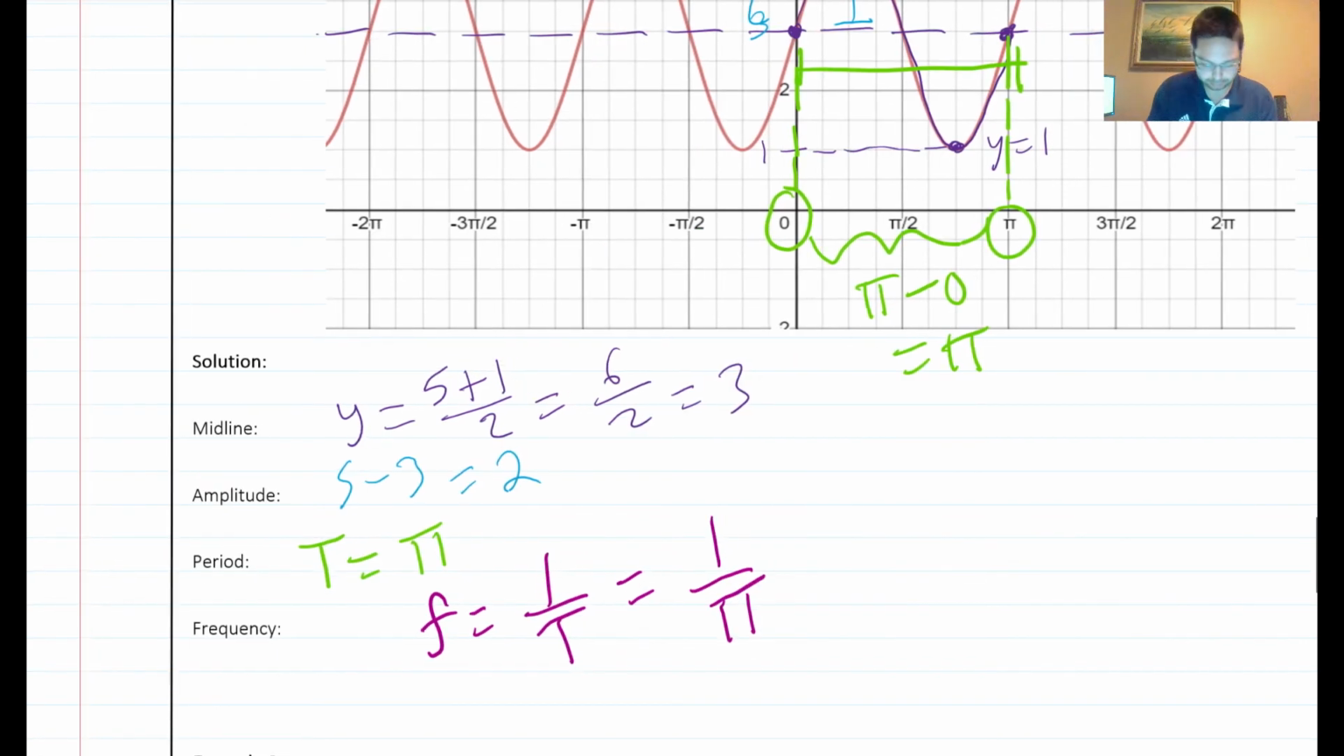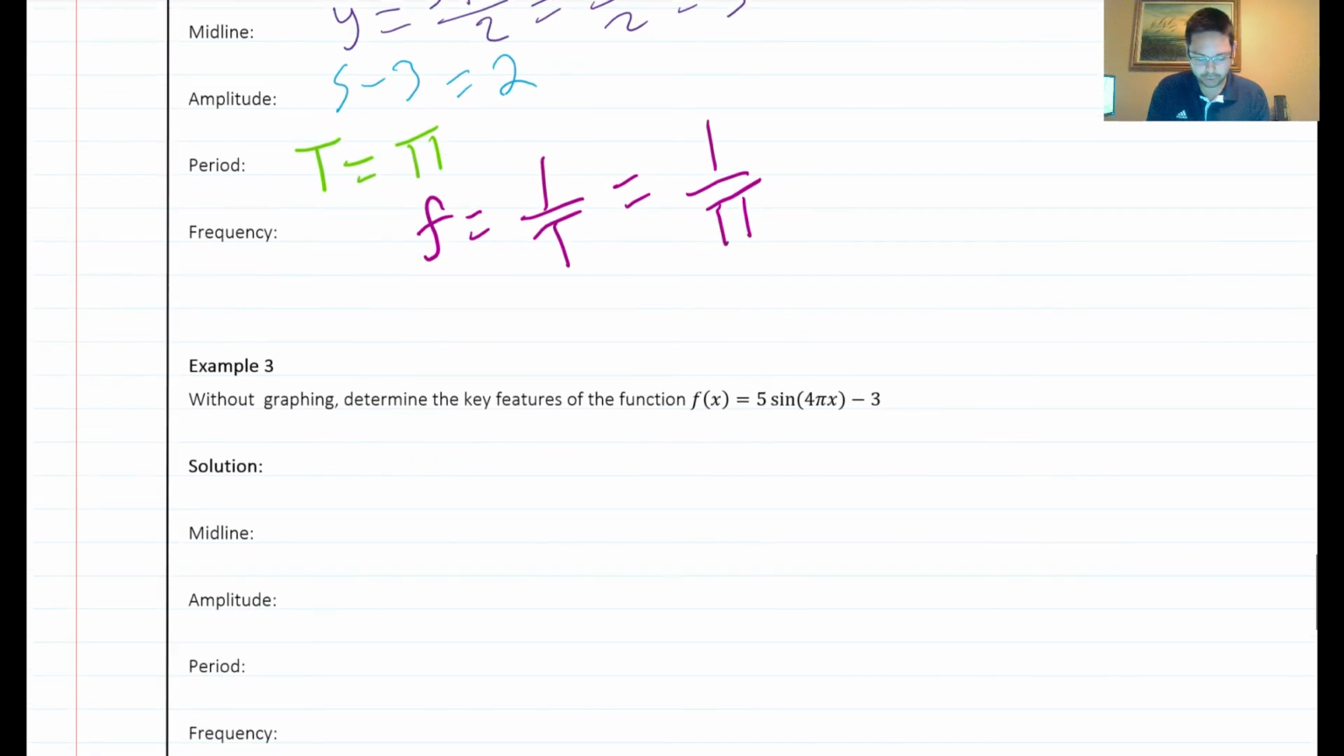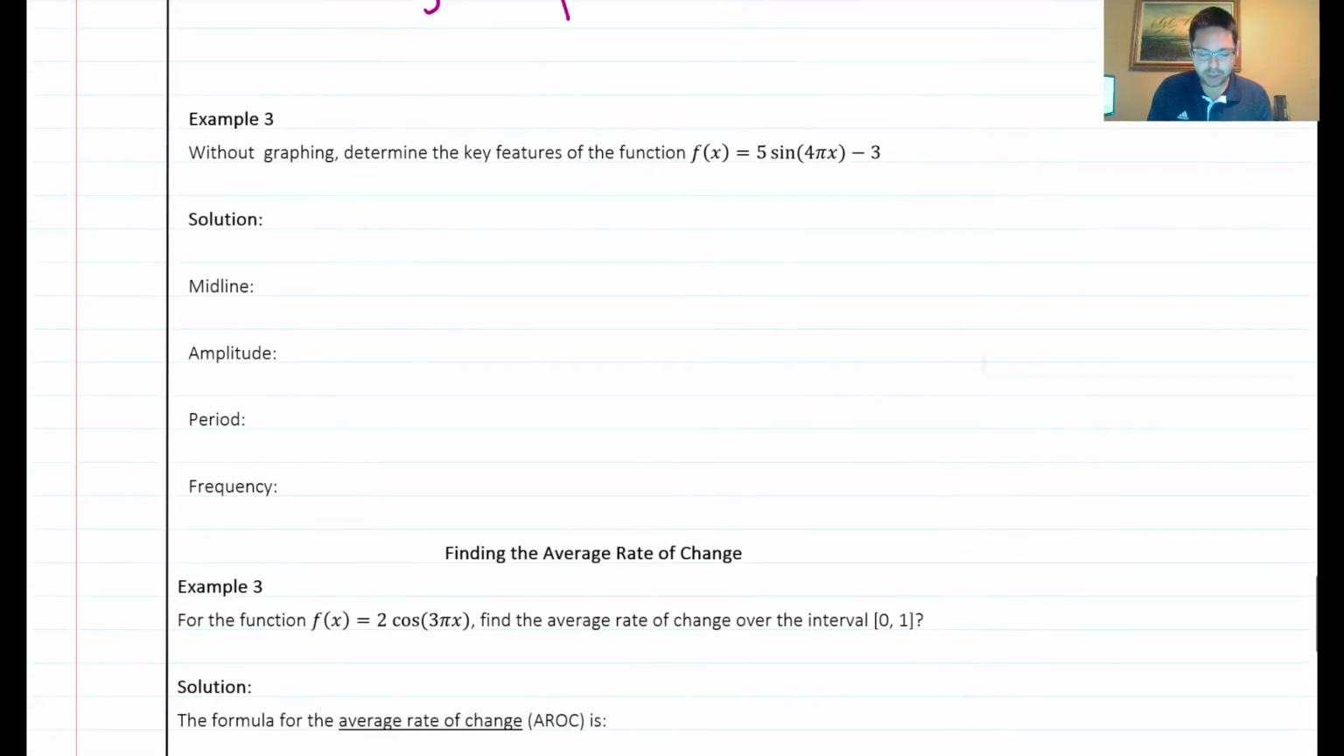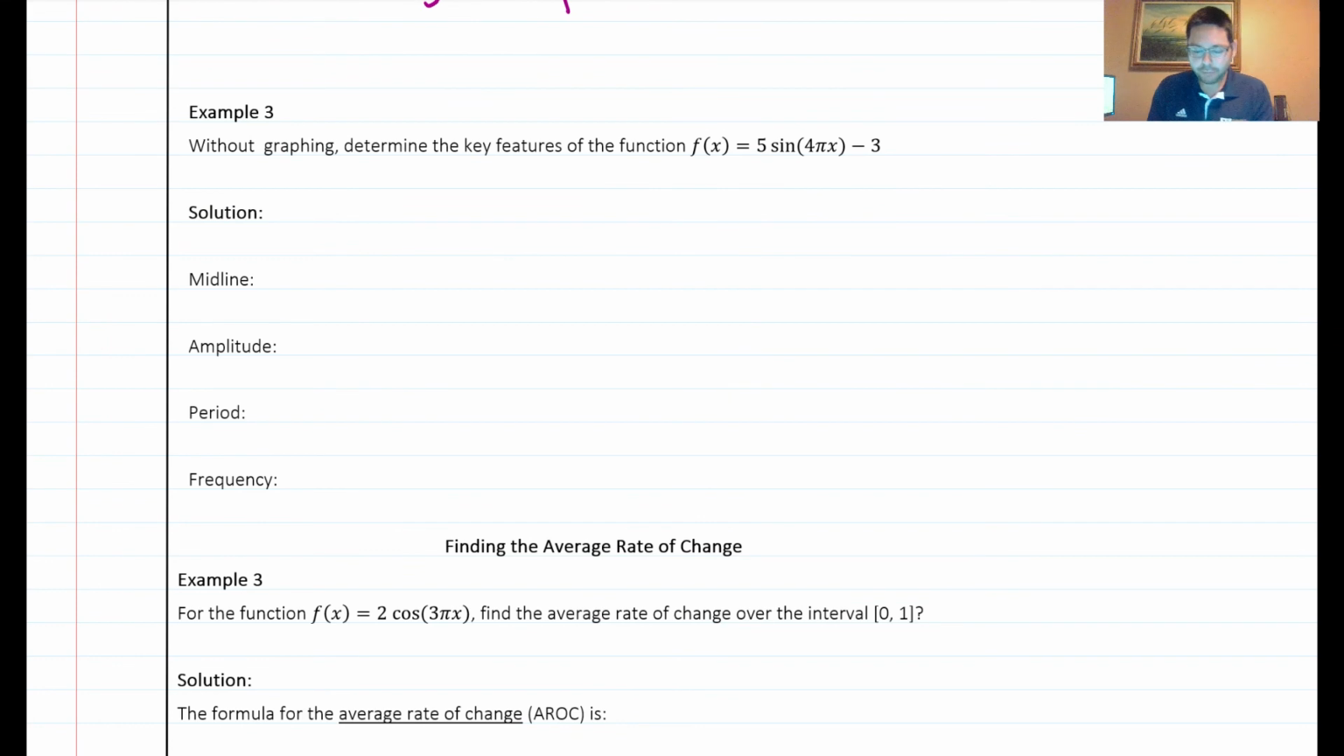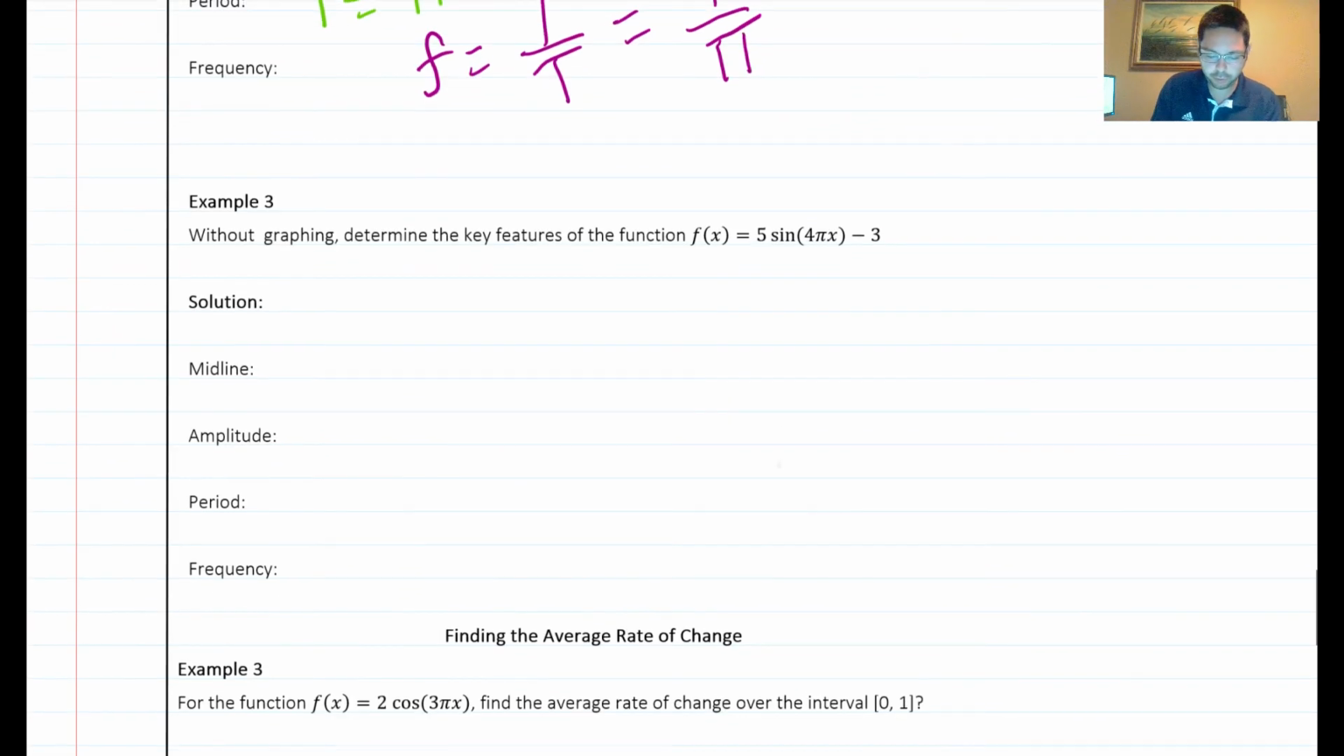Nothing more, nothing less. So now let's do one more. We're going to do a couple more examples here. So example 3, without graphing, determine the key features of the following function.